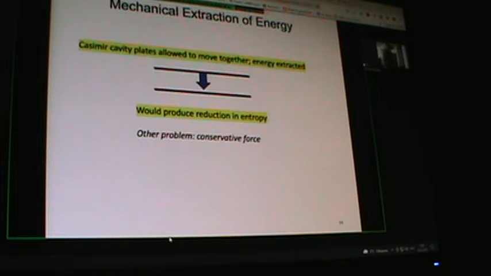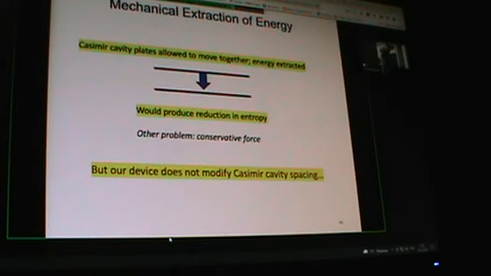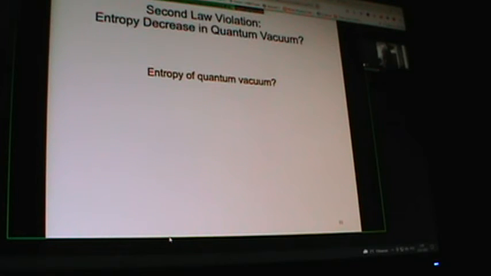There's also another problem, which I won't get into here, and that is that the Casimir force is a conservative force, so you can't get out more than you put in. So mechanical extraction is an issue. However, our device does not modify the Casimir cavity spacing. We have the same device before we're extracting current as we do after. The Casimir cavity is a stationary vehicle for making the device work. So therefore, what we really want to look at is the entropy of the quantum vacuum itself, rather than the entropy inside a Casimir cavity.